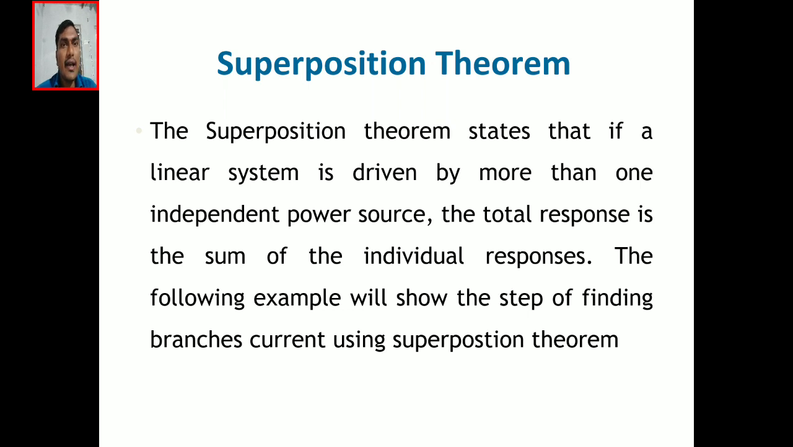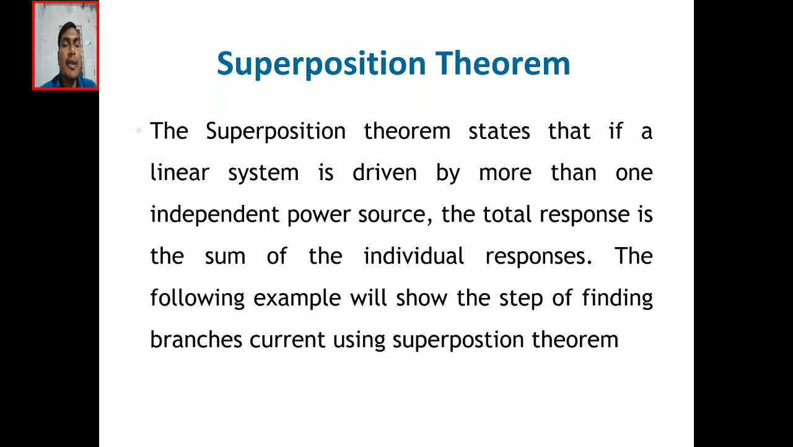To find the response in one element, we take the total response from each source acting alone. Once again, the superposition theorem is applicable to a linear, active, bilateral network with two or more sources. The total response in any element is equal to the sum of the individual responses when each source acts alone.